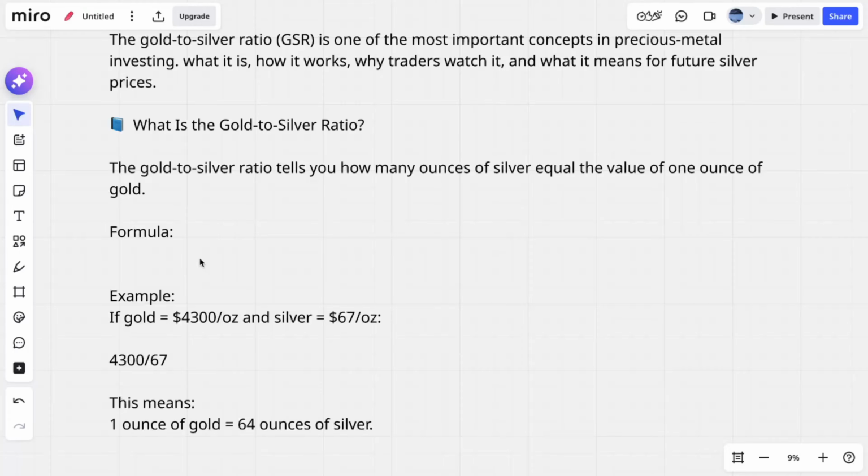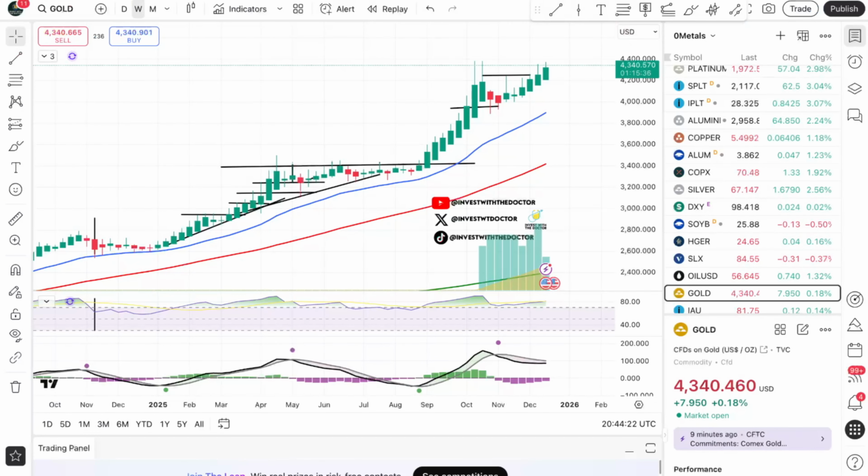So how many ounces of silver equal to 1 ounce of gold? We are comparing silver and gold here. So if you look at the price of gold at the moment, the price is 4,340 US dollars, as you can see in this chart here. The price is hovering at around 4,340 US dollars. So that's the price of gold.